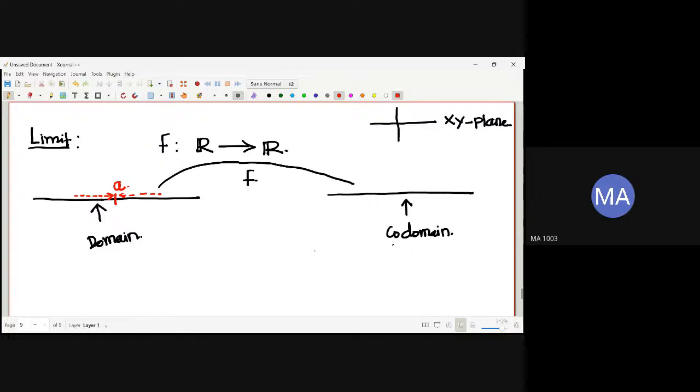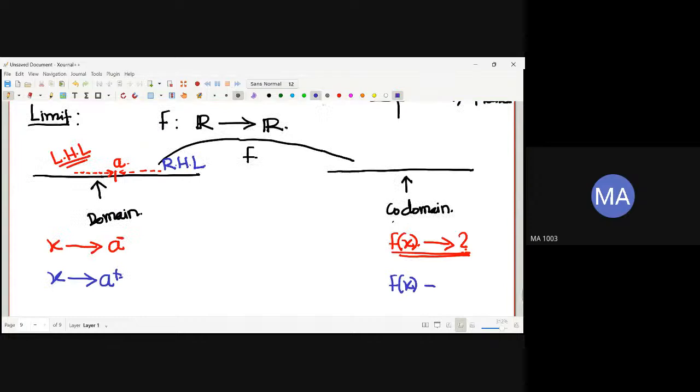And the next thing you do is check the right hand limit. So you can come to this point A from the right hand side of A, and you basically do the same thing. When x approaches a plus, that is the right hand limit, you check where this f of x approaches. So x goes to a minus gives you the left hand limit, and when x goes to a plus, this gives you the right hand limit. And when both the left hand limit and right hand limit match, then you say the limit exists, right?